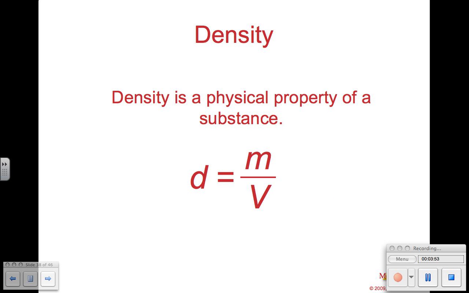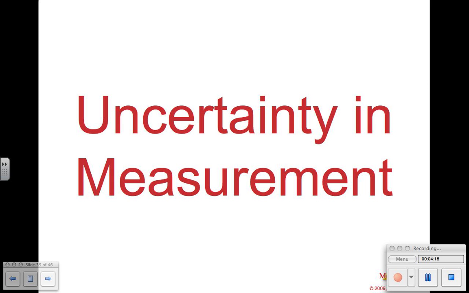Density. Density is a physical property of a substance. It doesn't matter if you have a lot of it or little of it. Density always stays the same for a pure substance. And density is mass over volume. You have learned about density since, I'm assuming, elementary school, but I'm sure it was at least introduced in middle school.